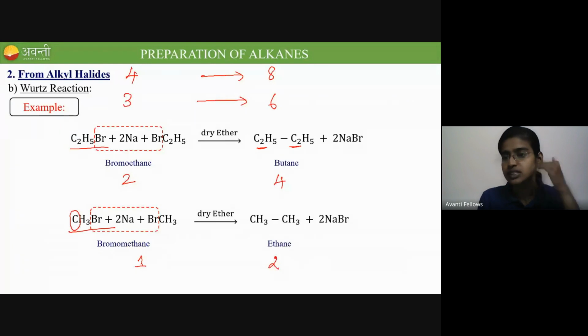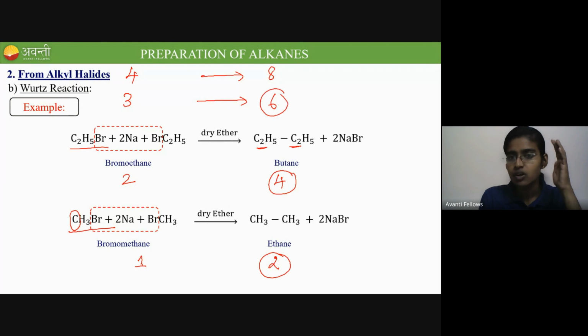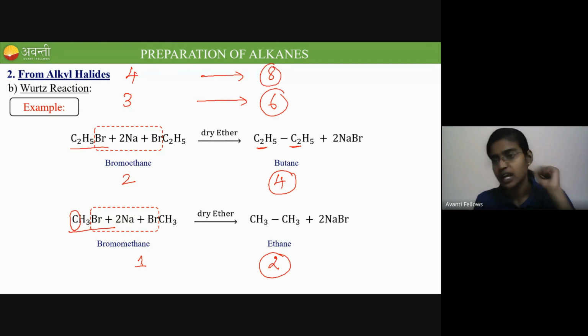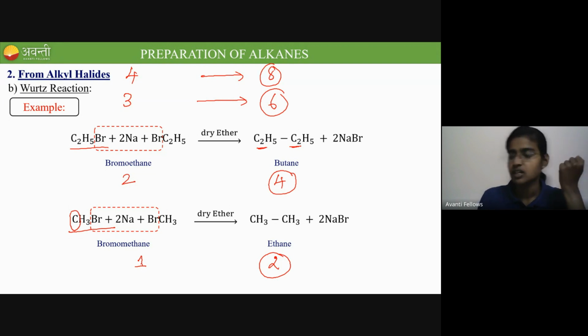So what is the sequence we are getting? We are getting only even number carbon containing alkanes as the product. Okay. So this is the Wurtz reaction. Got it? So this is the second reaction.